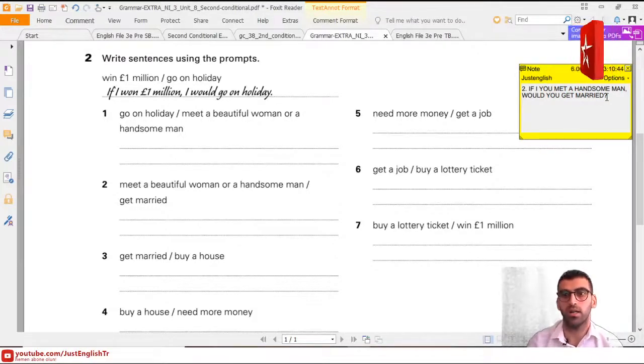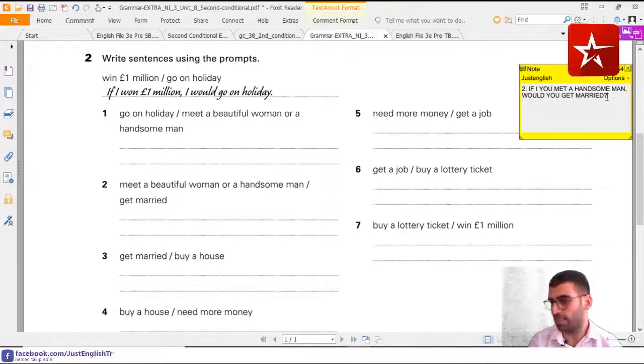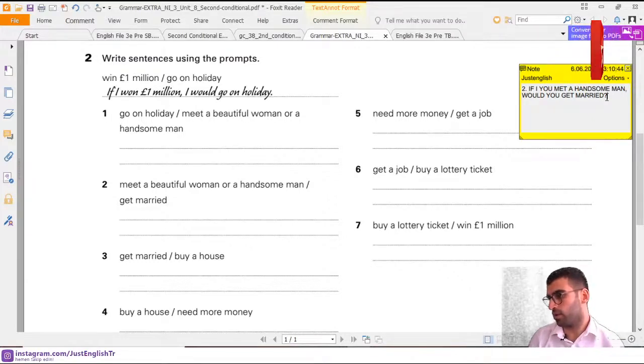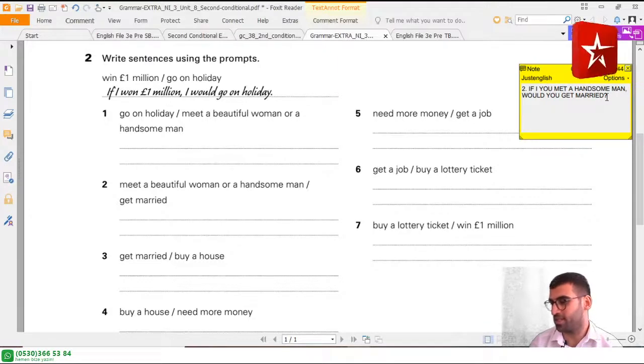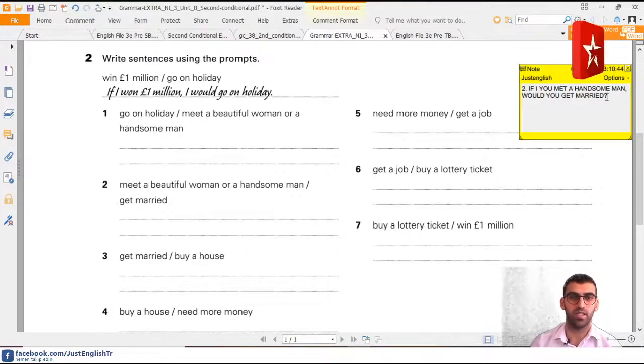For boys, we can use it like this. If you met a beautiful woman, would you get married? Yes. If I met a beautiful woman, I would get married with her. I would get married with her, not go on. Okay. Go on is for number 1. I think you mixed the sentences. That's why we shouldn't use go on here.